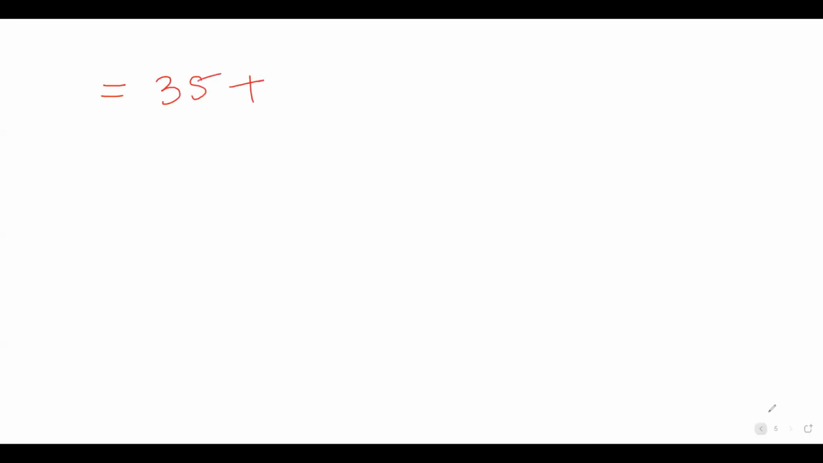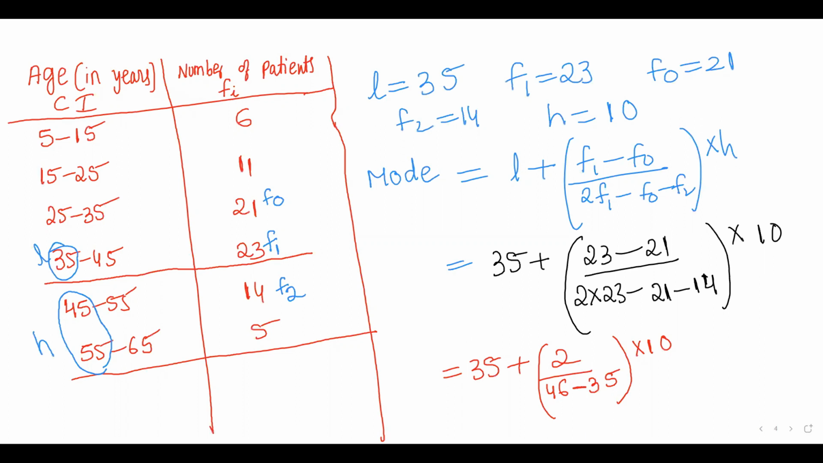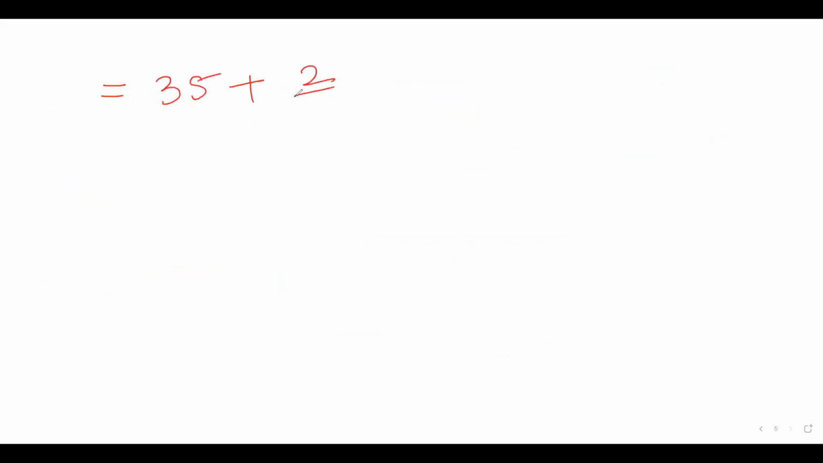The next step would be 35 plus, subtract these two numbers. 46 minus 35 is 11. 11 into 10. You should simplify this area. You should keep this value separate. Never take LCM. So there is no chance of cancellation. You can't cancel these two, or you can't even cancel these two.